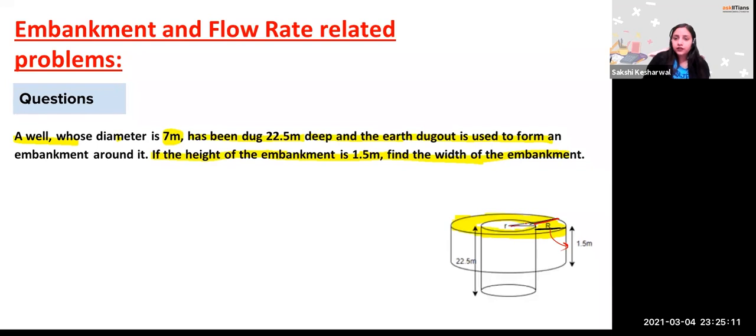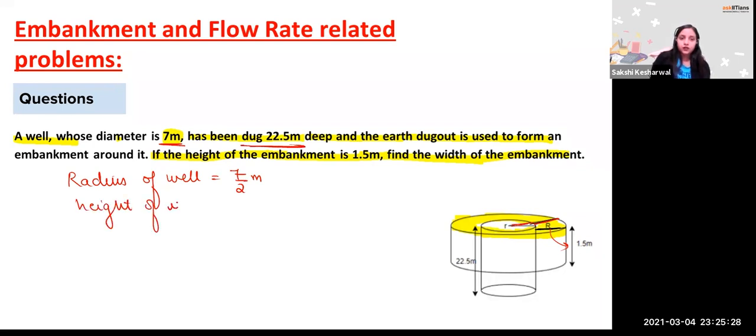So what things do we have over here? I'm going to take the radius, that's the small radius, that's the radius of a well, right? Radius of well is equal to how much, beta? Diameter is 7.2, so the radius is going to be 3.6 meters, right? And the height of the well is how much? 22.5 meters. So what will be the volume? This is the volume of the mud which you will be digging out, right? So I name this as r and this as h.